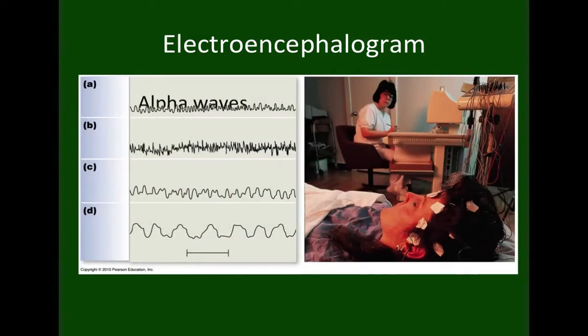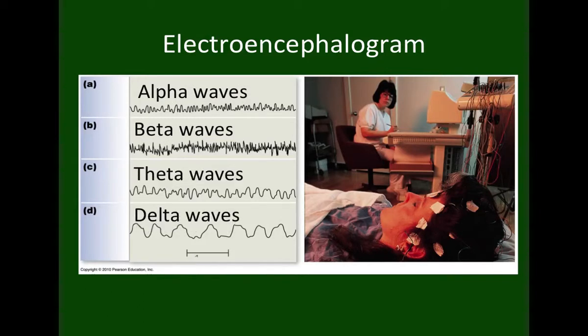And these are what the different waves look like: the alpha waves, the beta waves, the theta waves, and the delta waves. And just to give you a sense of scale, for each of those, it's about 1 second. So the waves obviously happen very, very differently depending on the situation.